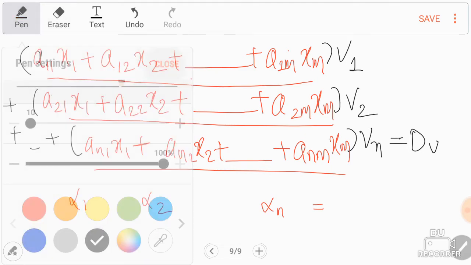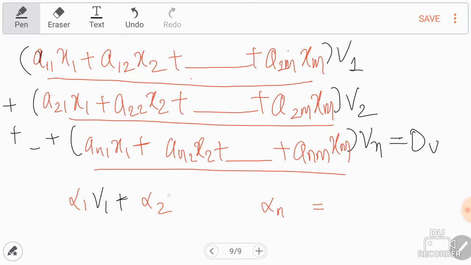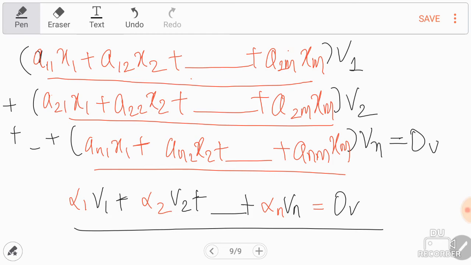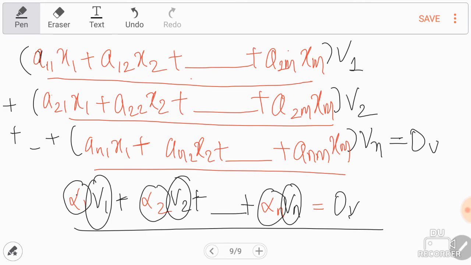Let me switch back to my original color. So it is alpha 1 v1 plus alpha 2 v2 plus so on up to alpha n vn is equal to 0. But what is this? You're saying that the linear combination of the vectors from the basis is equal to the 0 vector, and you know that basis vectors form a linearly independent set, which means that all these scalars alpha 1, alpha 2 and so on up to alpha n have to be zeros. But what were the original values of alpha 1? Alpha 1 was the first coefficient, alpha 2 was the second coefficient, and alpha n the last coefficient.